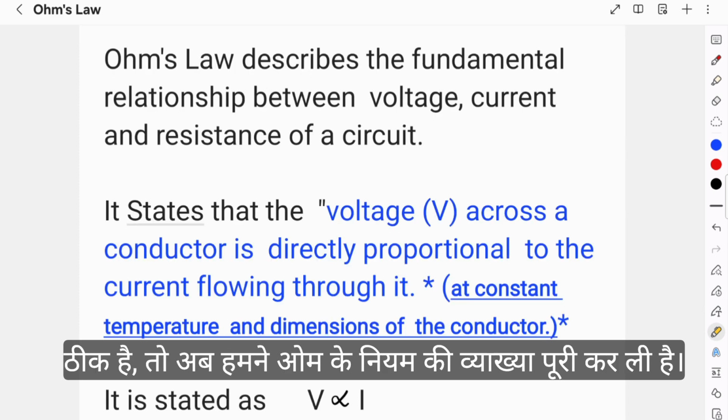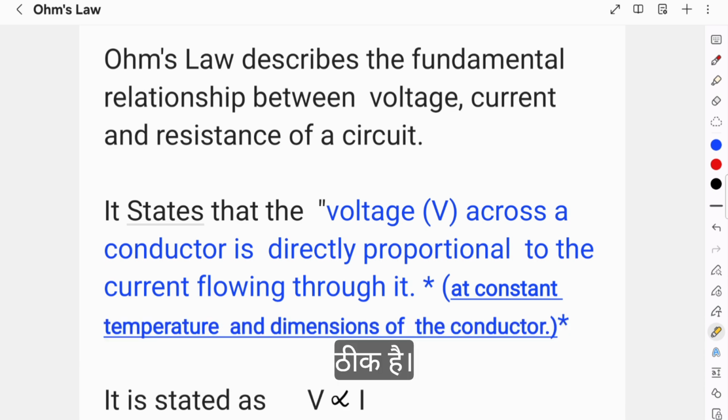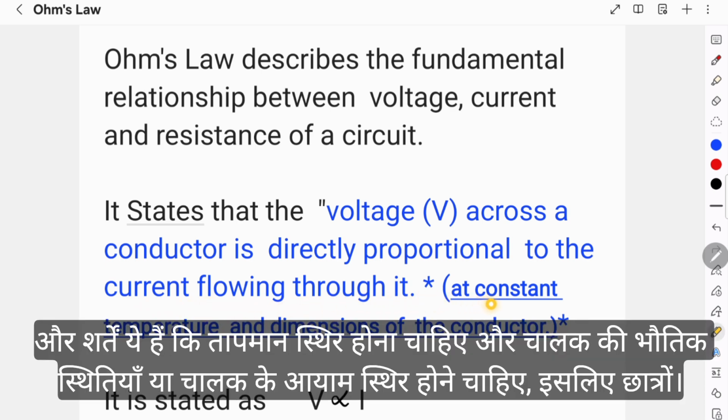We have finished the explanation of Ohm's law. So basically Ohm's law describes the fundamental relationship between voltage, current and resistance of a circuit. So finally we have to say voltage across a conductor is directly proportional to the current flow, and the conditions are the temperature should be constant and the physical conditions of the conductor, or the dimensions of the conductor, should be constant.